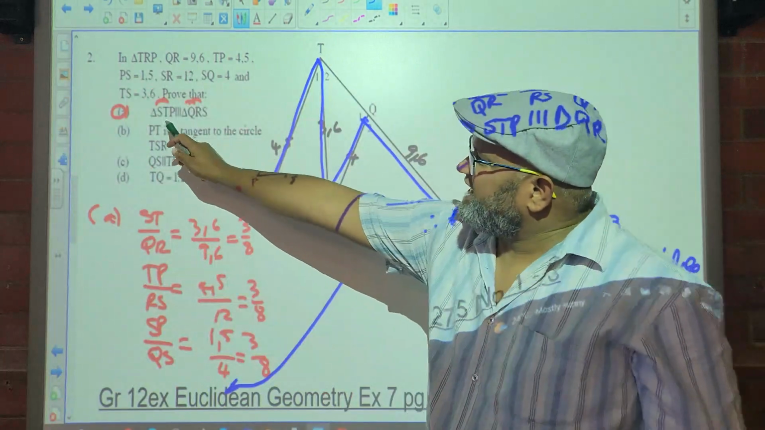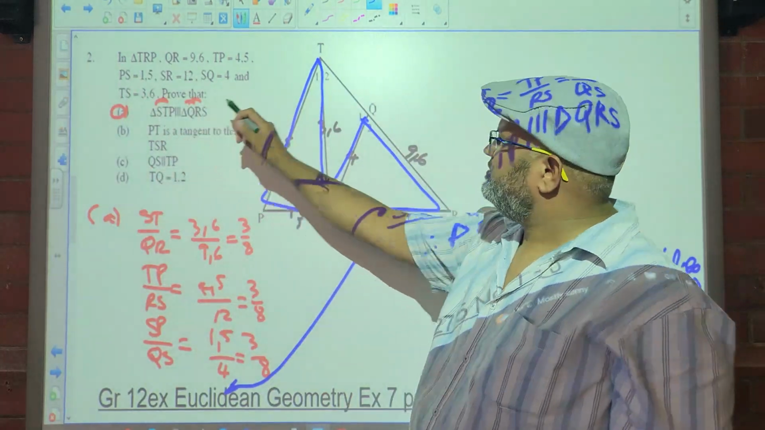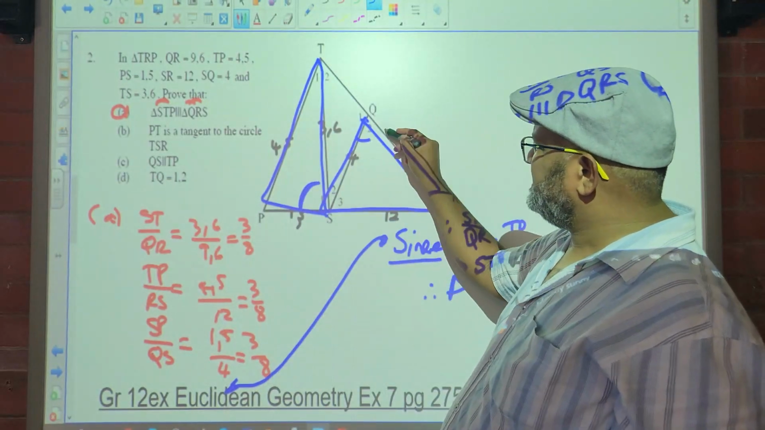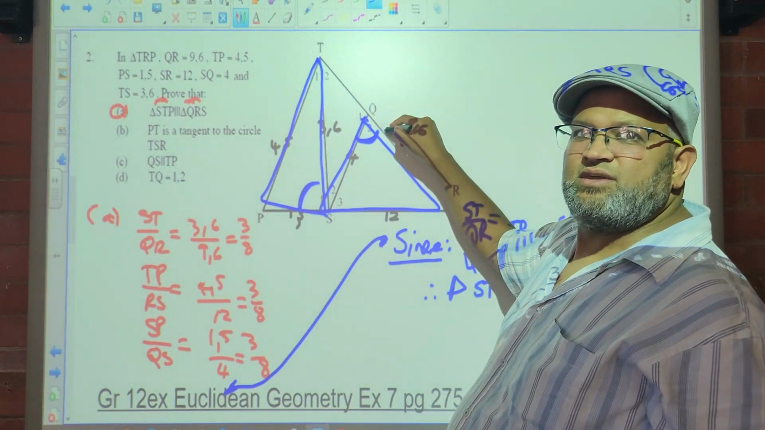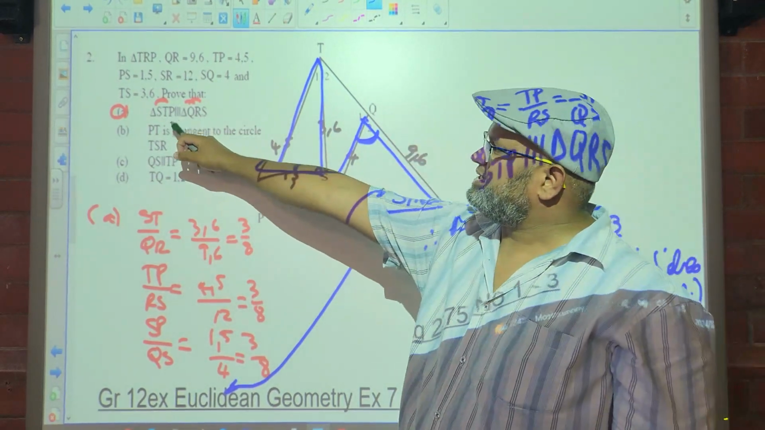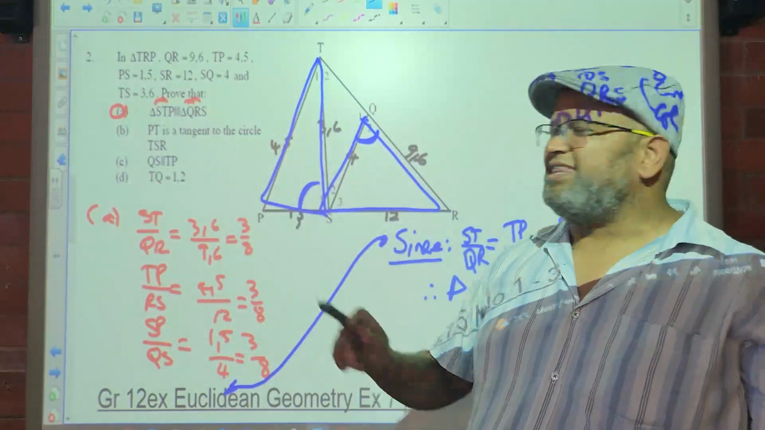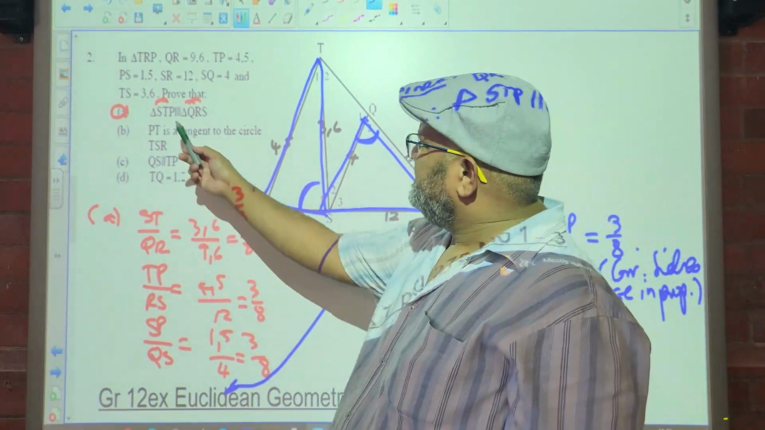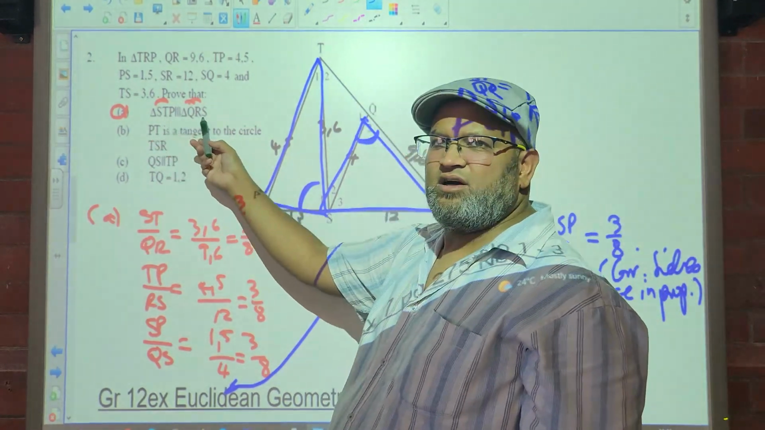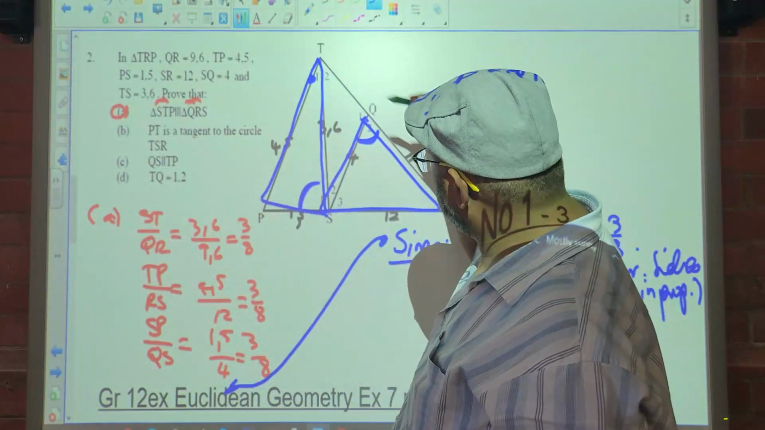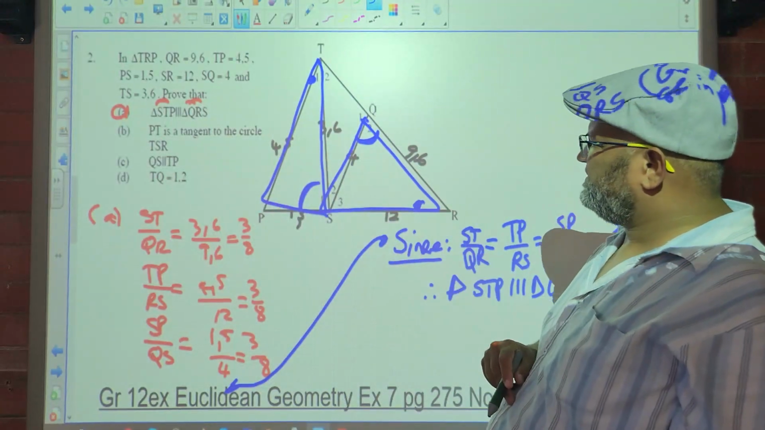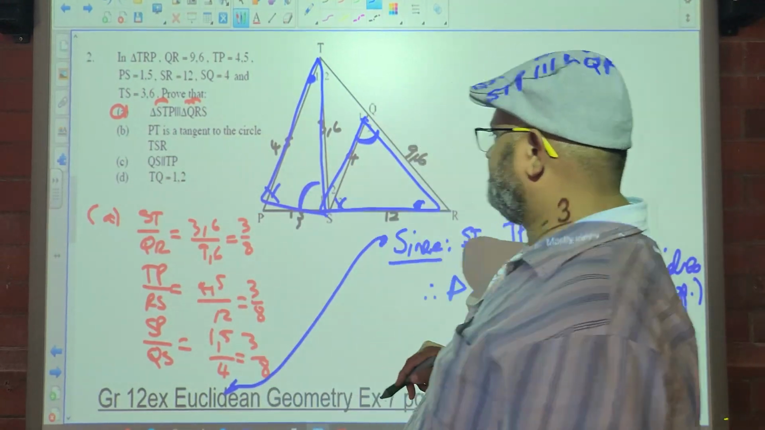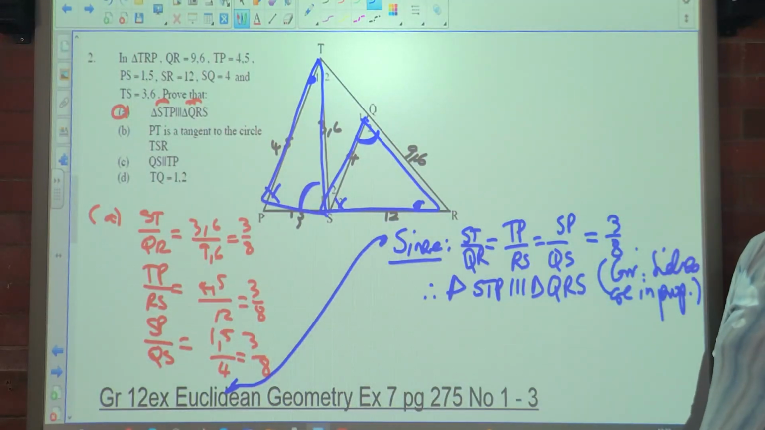We can conclude that angle S is equal to angle Q of this triangle. Angle S, which is S1, is equal to angle Q. Can you see that, people? Why? Because triangle STP is similar to triangle QRS, and that is the reason why order is important. Then angle T is equal to angle R, so angle T1 is equal to angle R. And then angle P is equal to angle S. Can you see that, people?